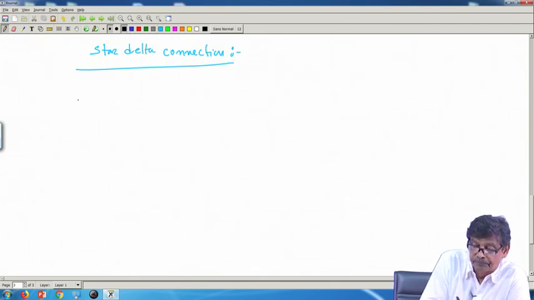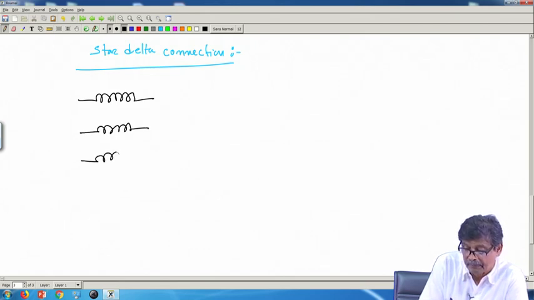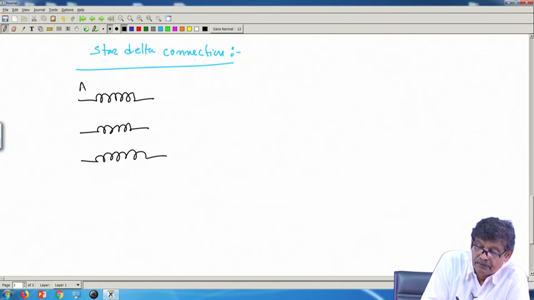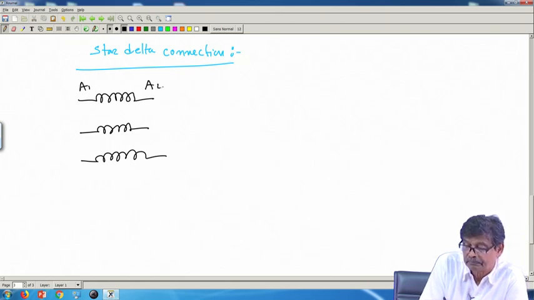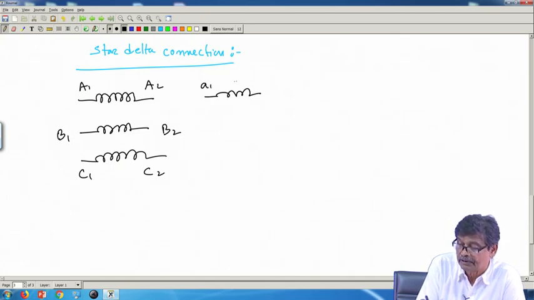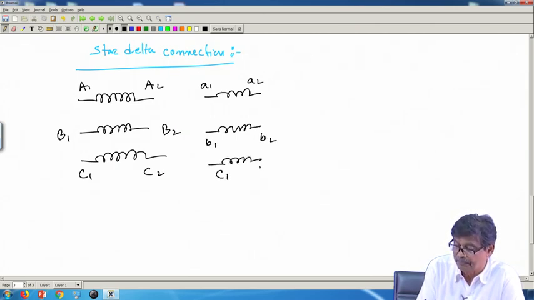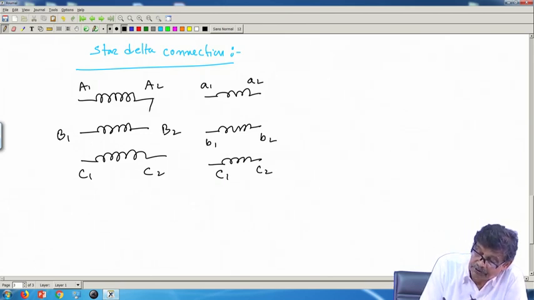Okay. So, these are the primaries. A1, A2, B1, these are the primaries, B2, C1, C2s, and these are the secondaries, small a1, a2, small b1, b2 and small c1, c2. Okay. And suppose I have shorted this.